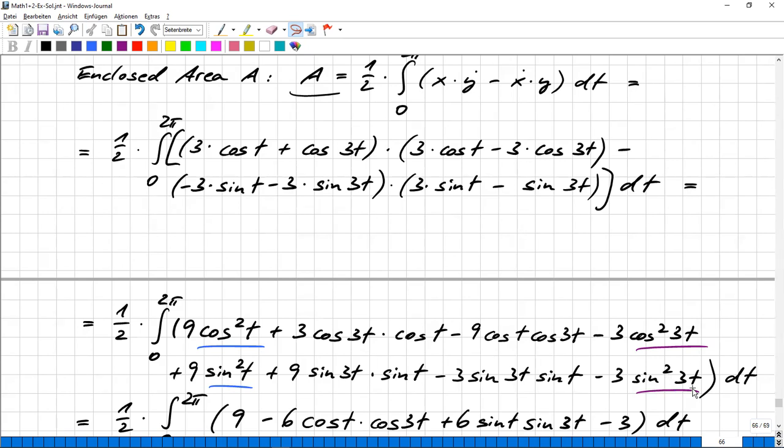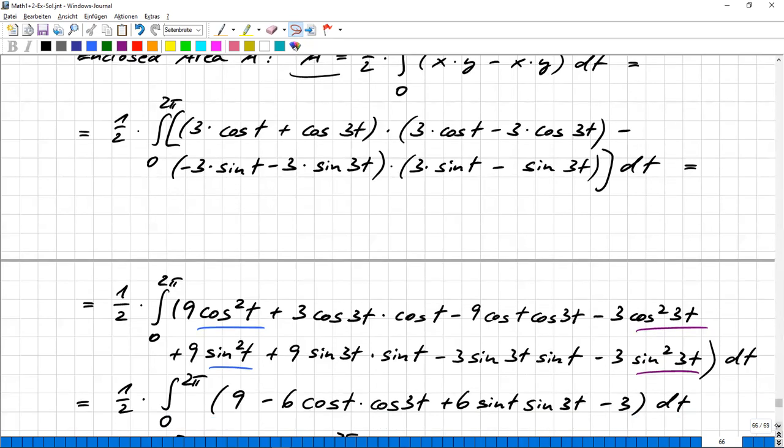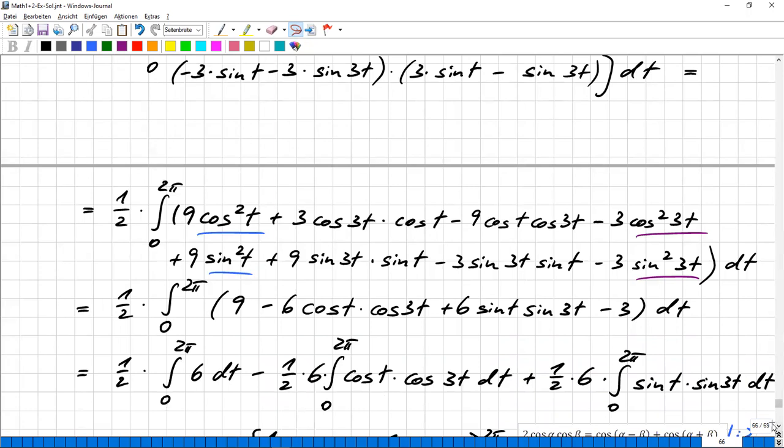And now you see, I underlined these squared versions of cosine and sine of t in blue color, and these squared versions of cosine and sine of 3t in violet color. Why? Well, simply in order to simplify this expression as much as possible. And we all remember almost every time if we get squared sums of cosine and sine of the same argument, this is always equal to 1.